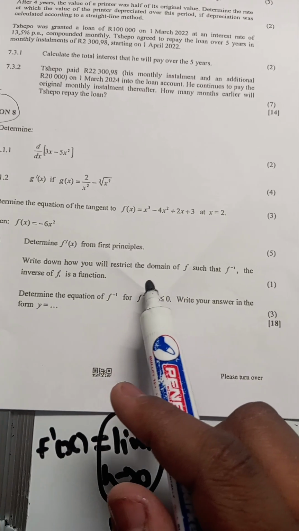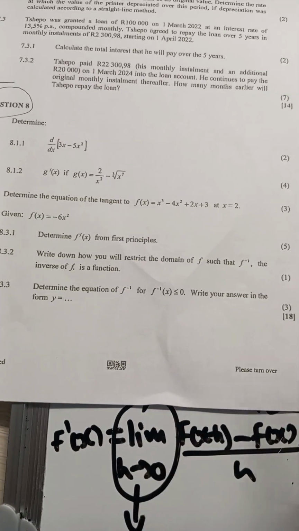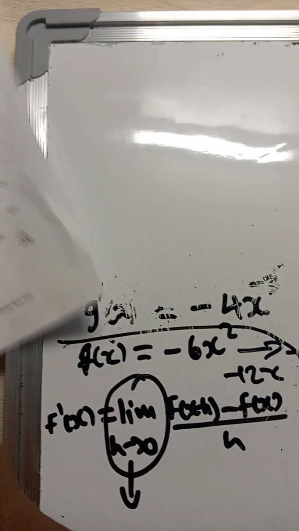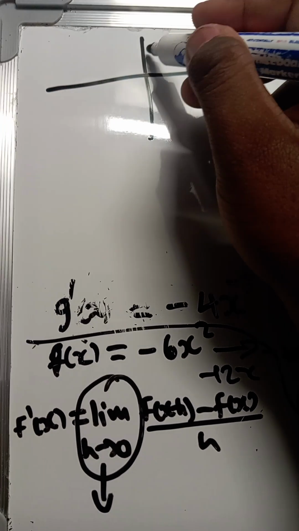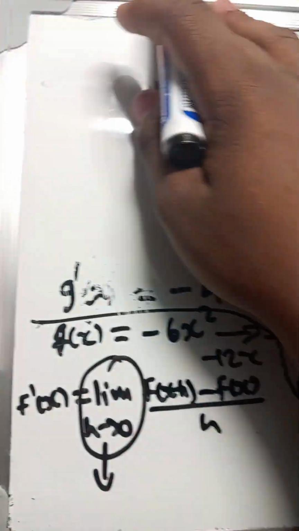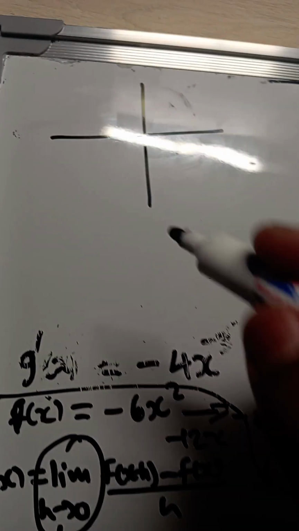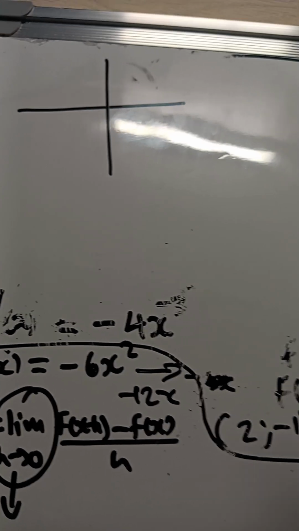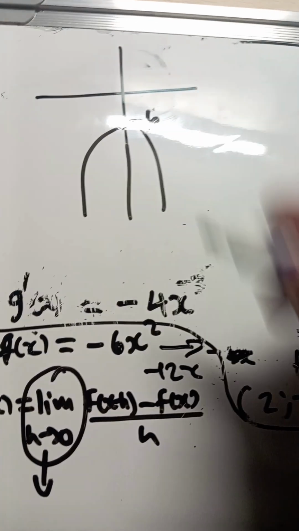Write down how you'll restrict the domain of f such that the inverse of f is a function. So since I have that, to restrict it, you know that this is basically something like this, negative 6x squared. Now negative 6x squared, how is it looking? It is something like this, right? Then I have negative 6 there.